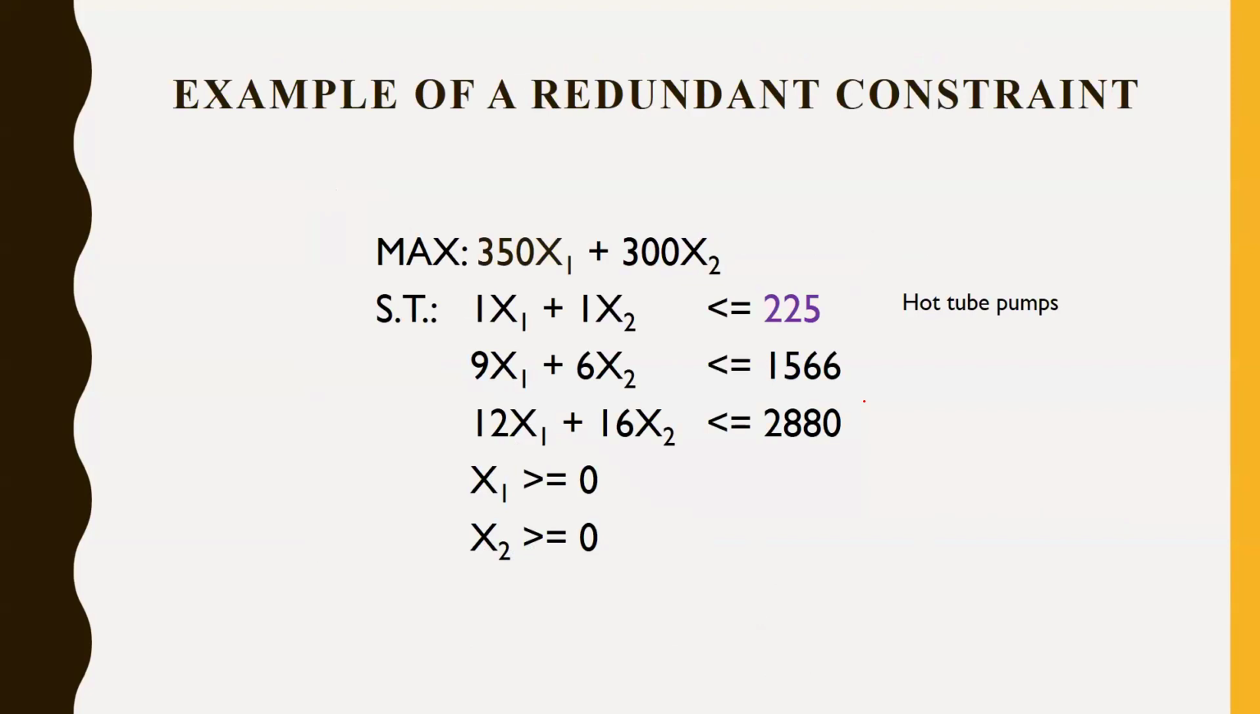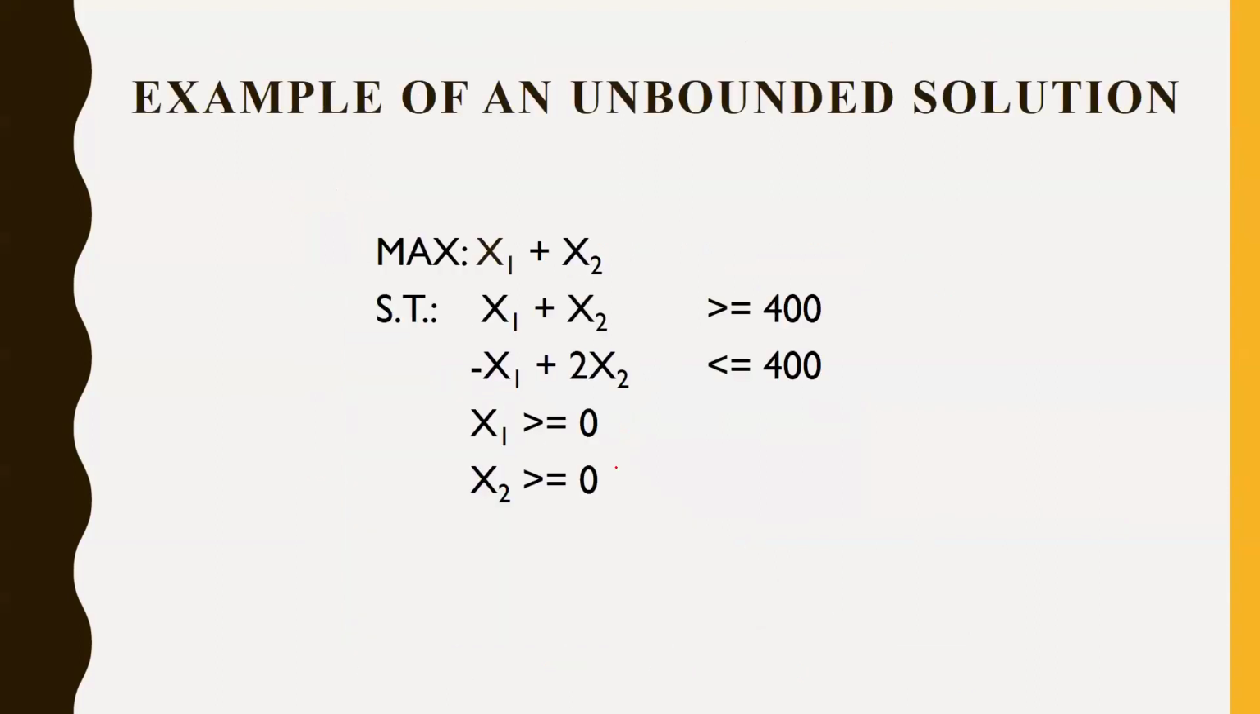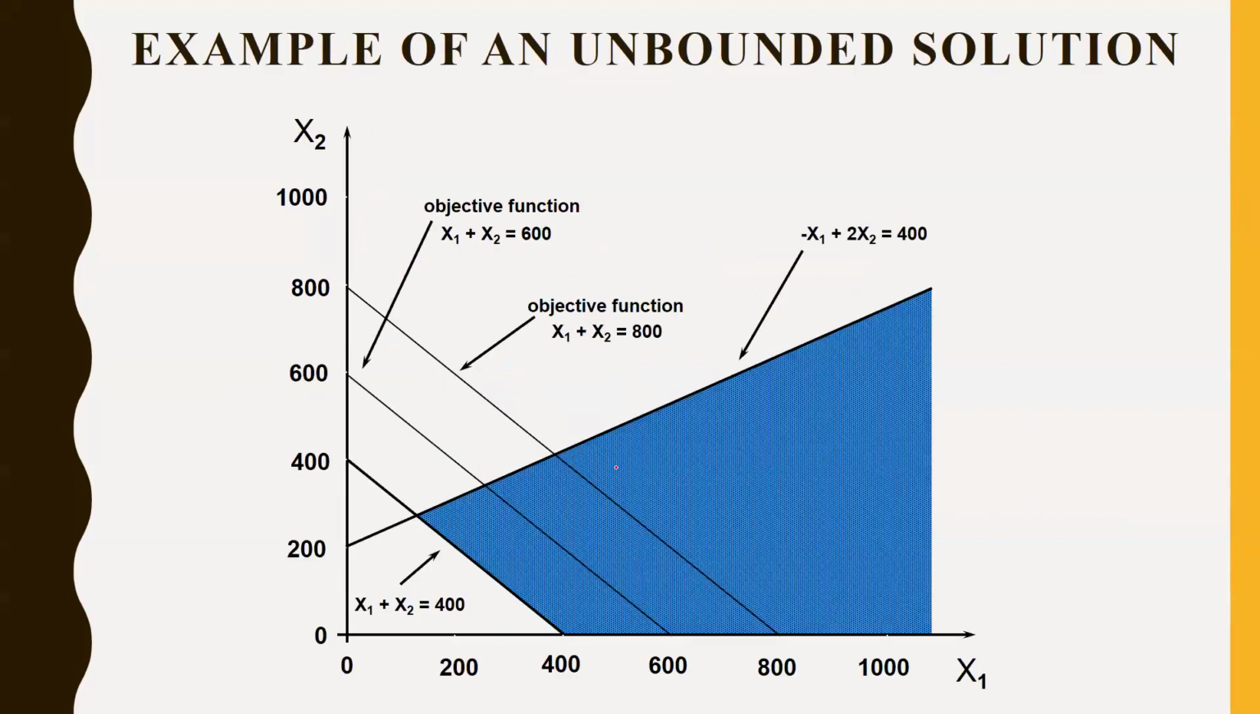And for this case, we call it the feasible region. But for this case, we have some lines. This line does not overlap with the others. And this is what we call the unbounded solution. We cannot find the solution in this, because the feasible region is in this zone. For this case, we cannot find the solution.